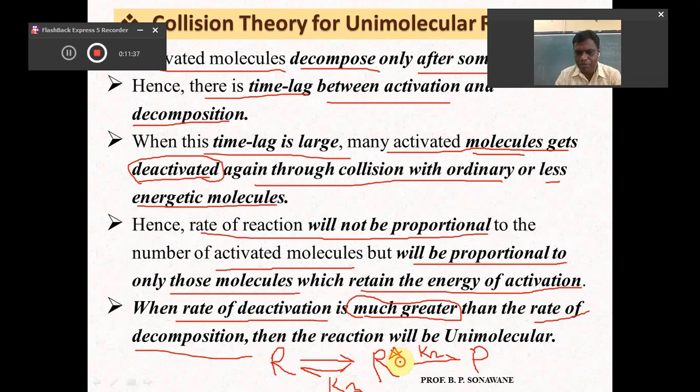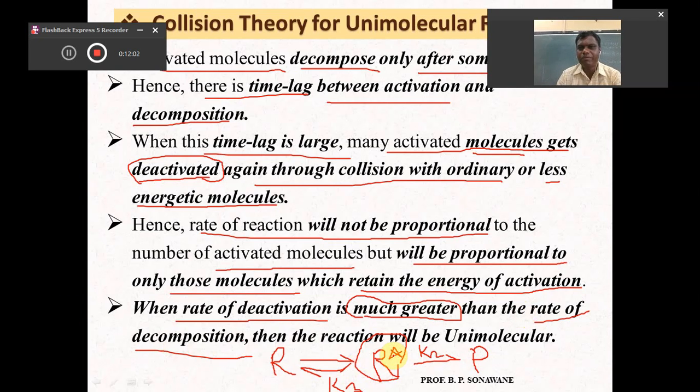deactivation. Whenever the activated molecule gets converted to product, it is called the rate of decomposition, and whenever the activated molecule is reconverted into reactant, it is called deactivation. And here is the same thing that I am going to explain: when this rate of deactivation is much greater than the rate of decomposition, then the reaction will be unimolecular.